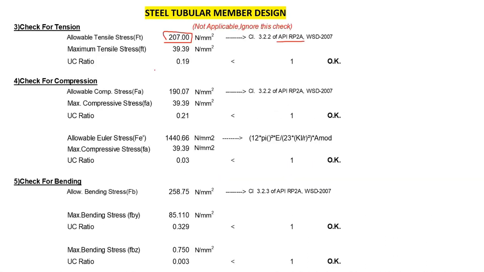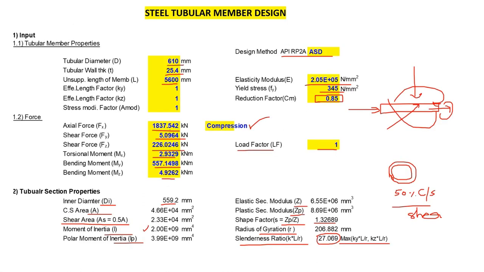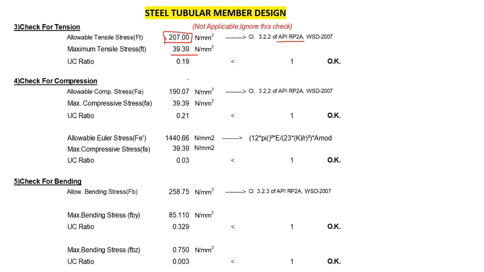Okay, so now you know how this 207 is coming. That's nothing but from API RP2A, 0.6 times Fy it would come. The maximum tensile stress, if you see, that's nothing but the tensile force divided by cross sectional area. And the UC ratio is nothing but the actual stress divided by allowable stress. If it is less than one, it means the member has more capacity compared to the actual load it is going to experience. Okay. And check for compression.